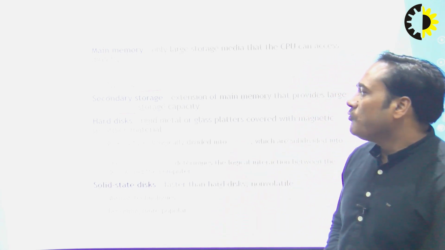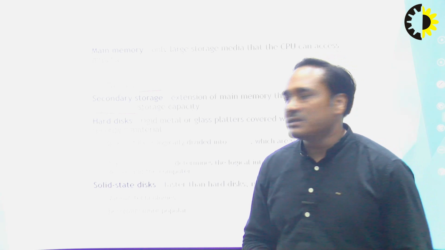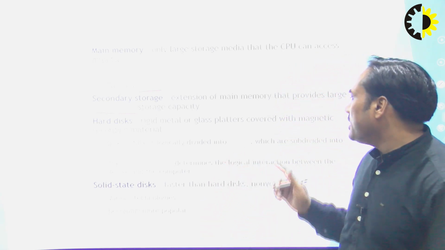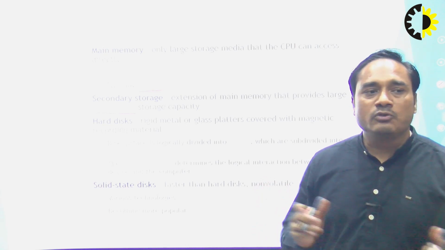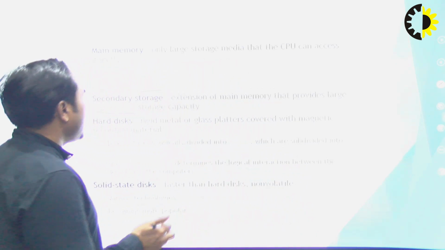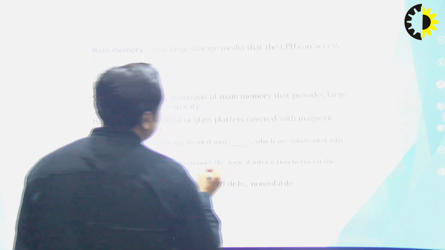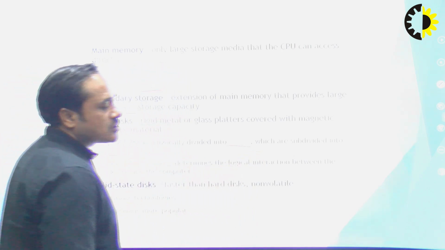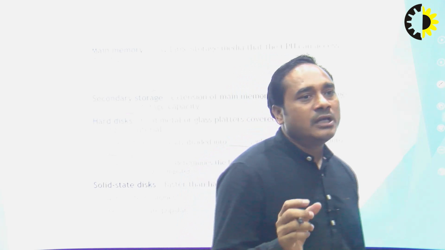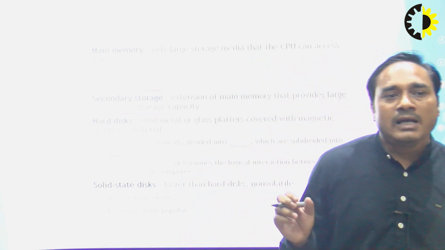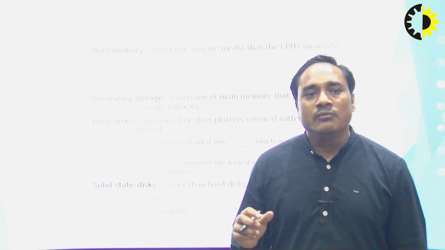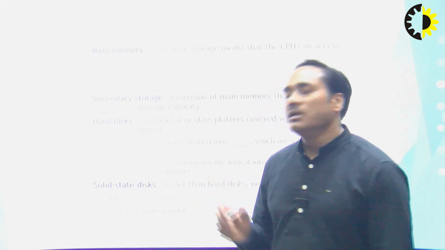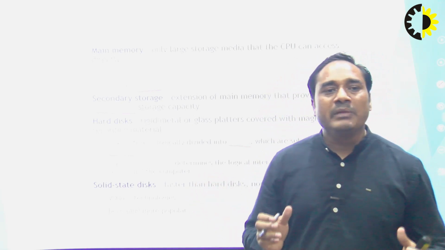Now move to the third point, that is the hard disk. What is the hard disk basically? It is a rigid metal or glass platter covered with magnetic recording material. It will store a large amount of data. The hard disk has tracks and sectors, so basically the hard disk is divided into two parts: one is the track and the second is the sector. The sector is the smallest area where you store the data in the hard disk, and the track is the circular track where data is stored in the form of small sectors. A group of sectors makes a track.